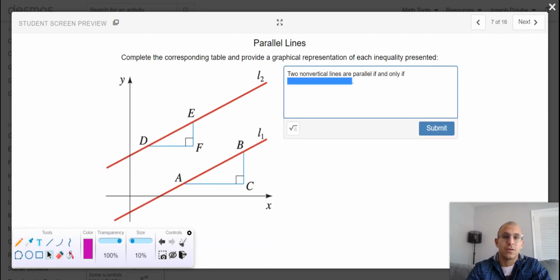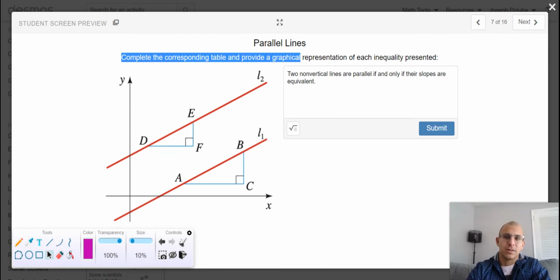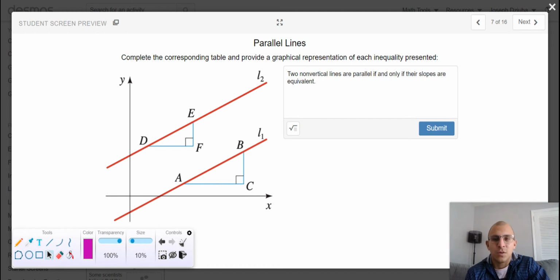We know that two non-vertical lines are parallel if and only if their slopes are equivalent. We're going to avoid the proof because the proof involves geometry and congruent triangles, but you can take my word for it. But we would probably use our hypotenuse leg theorem here and demonstrate that the distance between A and B and one of its corresponding legs is equivalent.